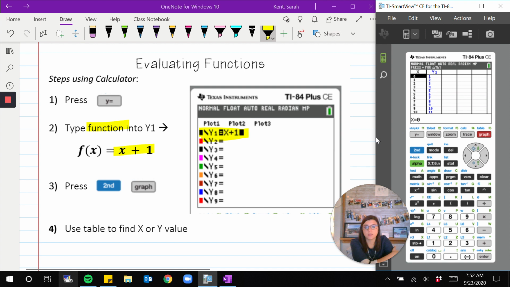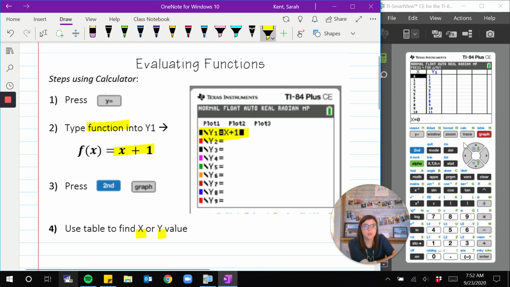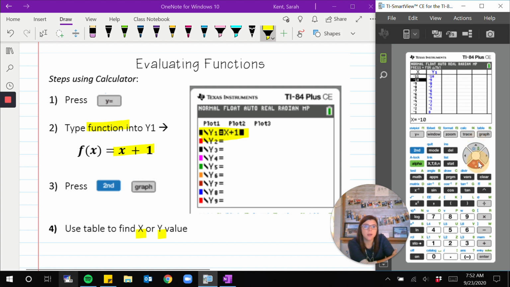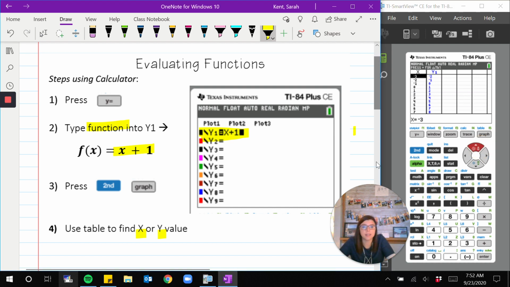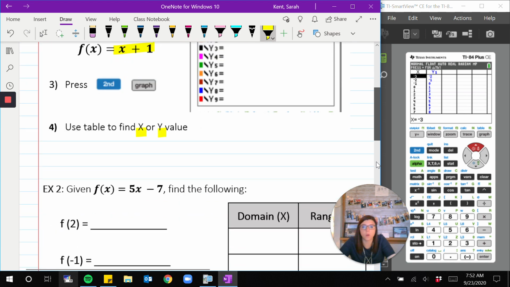So I can use the table to find an x or a y value. So if I scroll up, I can see it moves up the table. I scroll down, it scrolls down the table. So I can find any number that I need. So now let's practice with a new equation.